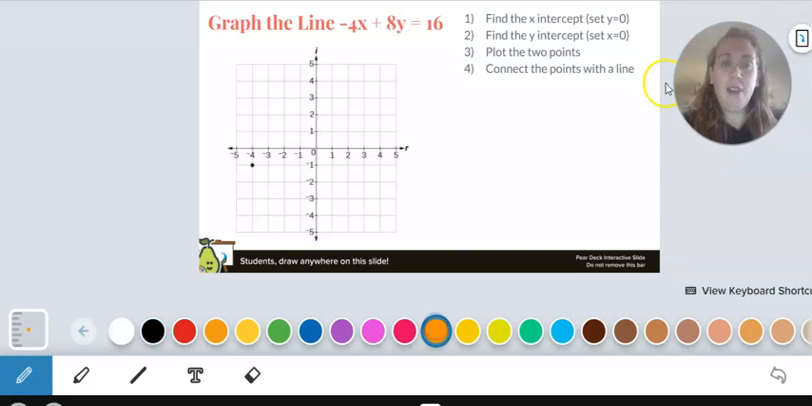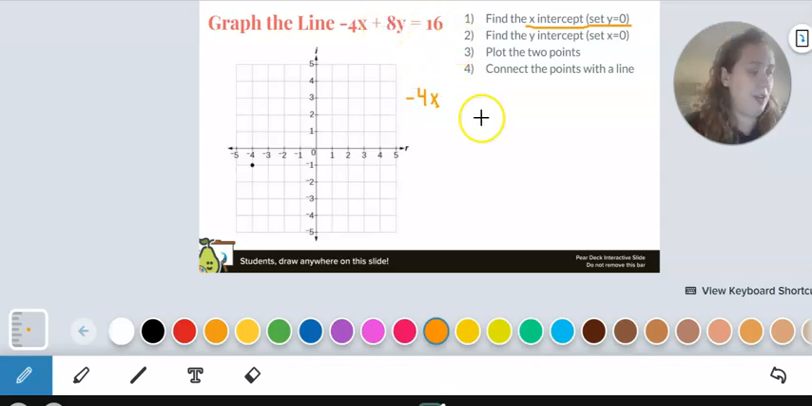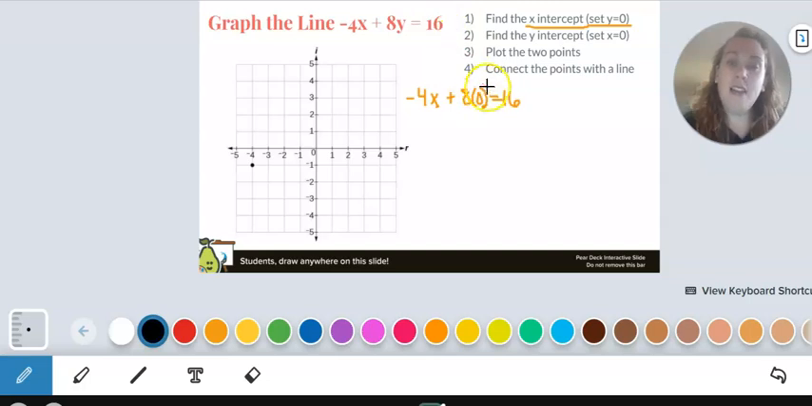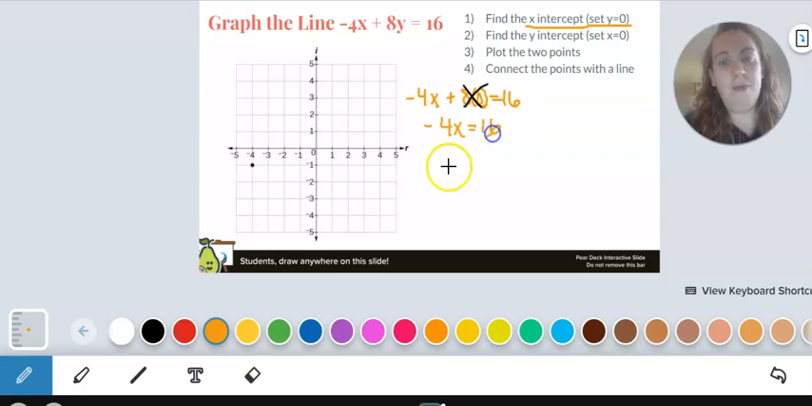Okay, so we have our equation up at the top, negative 4x plus 8y equals 16. We're going to find the x-intercept first, which means we set y equal to 0. So we have negative 4x plus 8y, so this is 8 times 0, equals 16. Once we do that, this cancels out to 0. So you don't always have to write that step if you see how it's going to cancel out. That's great. You can just start off with writing negative 4x equals 16.